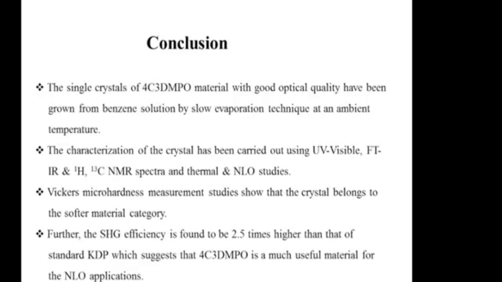In conclusion, single crystals of 4C3DMPO material with good optical quality have been grown from benzene solution by the slow evaporation technique at ambient temperature. The characterization of the crystals has been carried out using UV-visible, FTIR, proton and C13 NMR spectra, and thermal studies. The Vickers microhardness measurement shows that the crystal belongs to the softer material category. Further, the SHG efficiency is found to be 2.5 times higher than that of standard KDP, which suggests that 4C3DMPO is a very useful material for NLO applications.